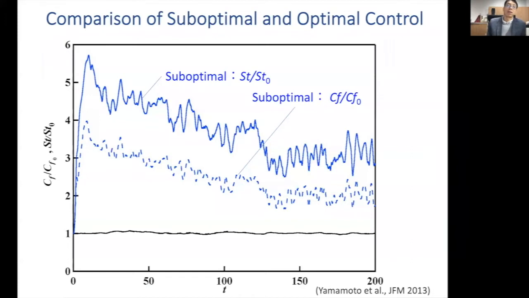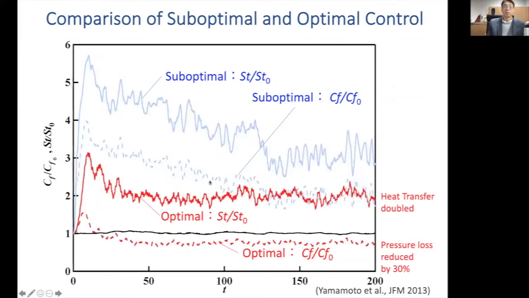So let's compare the control performance for suboptimal and optimal control. This is the suboptimal control result, and if you do optimal control, actually the Stanton number is not as enhanced as in suboptimal control. But the more interesting thing is that in this case, Cf, the wall friction, is reduced from the uncontrolled value. So in this case, we achieve a simultaneous heat transfer enhancement and pressure loss reduction. Heat transfer is almost doubled and pressure loss is reduced by 30%.